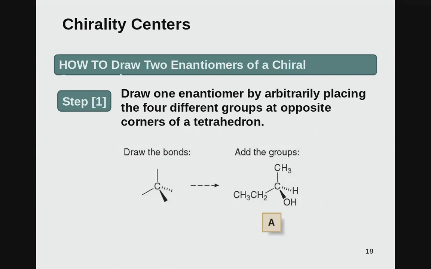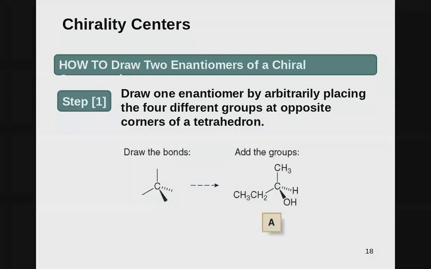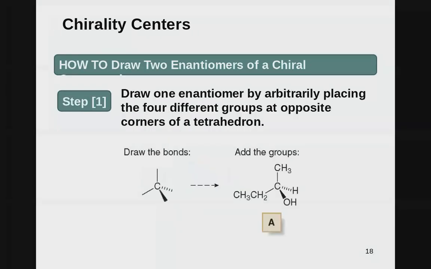Then we have to add the groups. Now, if we go back to the slide, we have CH3, OH, an ethyl group, and then a hydrogen. And we simply have to tack these on in any arbitrary order, but we want to put the 4 different groups at opposite corners of the tetrahedron as best we can. So we went from this to this.